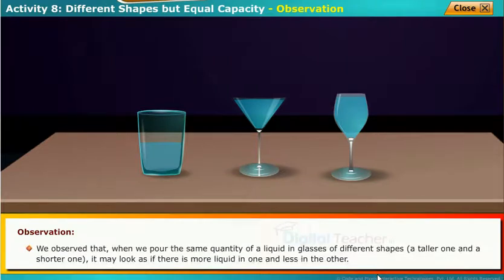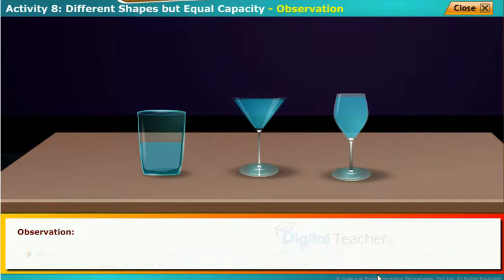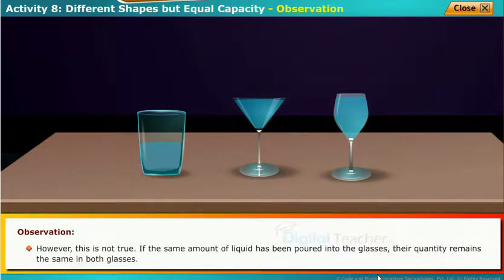We observed that when we pour the same quantity of a liquid in glasses of different shapes, a taller one and a shorter one, it may look as if there is more liquid in one and less in the other. However, this is not true. If the same amount of liquid has been poured into the glasses, their quantity remains the same in both glasses.